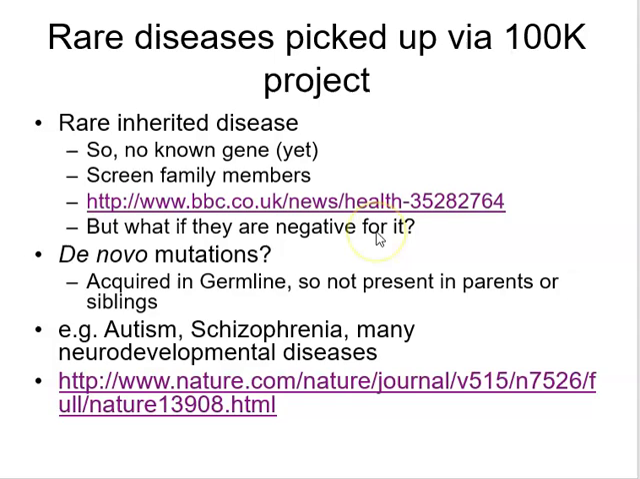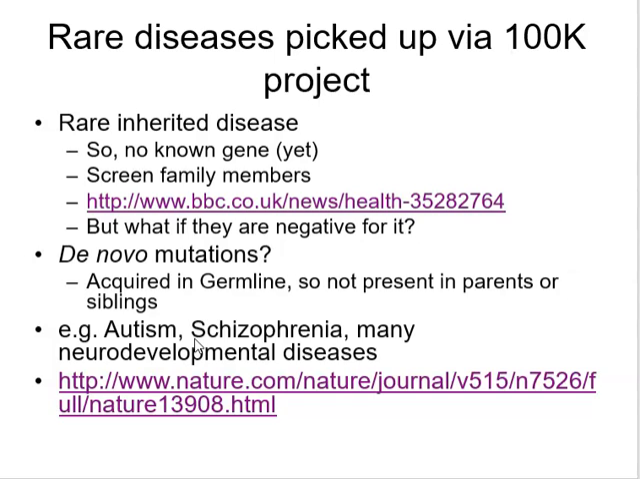But sometimes both parents are negative for the mutation, but the affected individual is positive for the mutation. And what we find in those situations is these are what we call de novo mutations, and these are mutations acquired in the germline. So this has come from a mutation that's cropped up in a sperm or an egg, but is not constitutionally present in the parents or in the siblings. And if you find a de novo mutation, you know that the siblings are probably very unlikely to be at risk of this same disease.